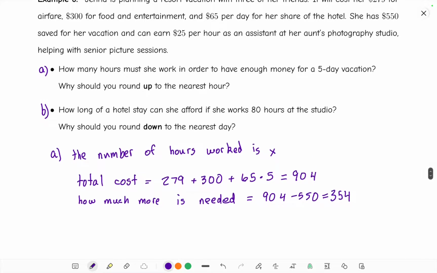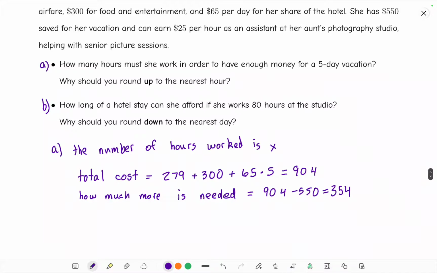$354. Now that we know that, we can say, well, she makes $25 per hour. So that would be 25x. And because I need $354, that's the minimum I need, we're going to say 25x is greater than or equal to 354. So we divide by 25, divide by 25.